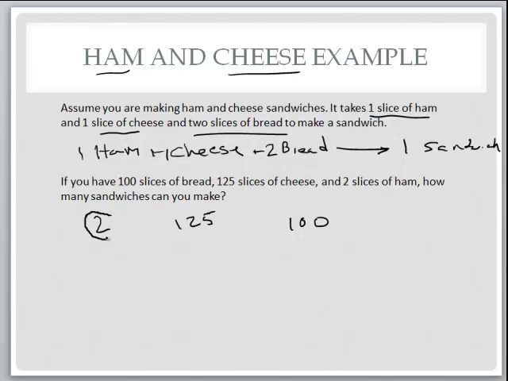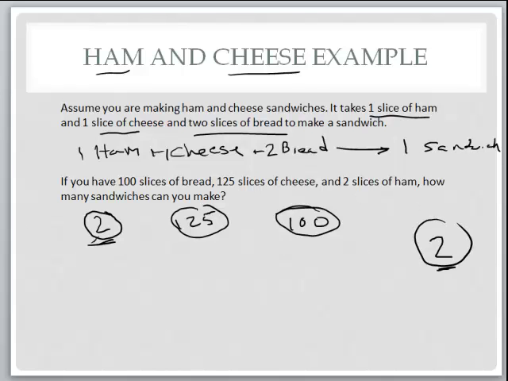Well, clearly, if you've only got two slices of ham, after you use those two slices, you're only going to be able to make two sandwiches. Again, the idea being the ham is going to limit how much of the product, or the sandwiches, you can make. So regardless of how much bread or cheese we have, the ham is going to limit our product.